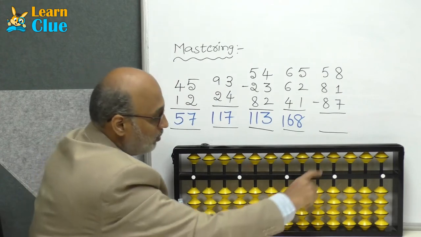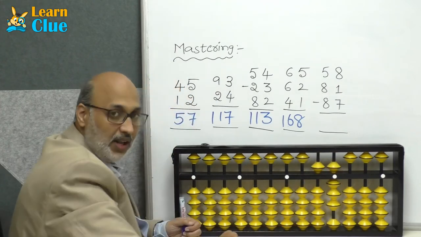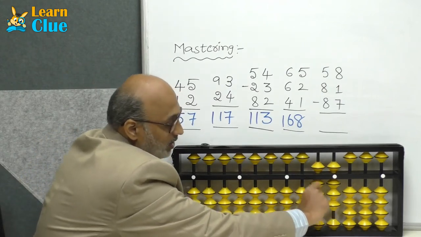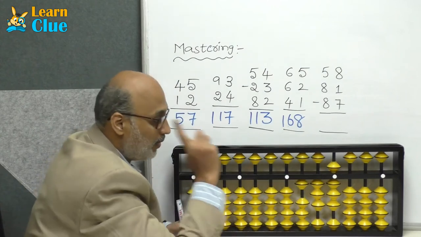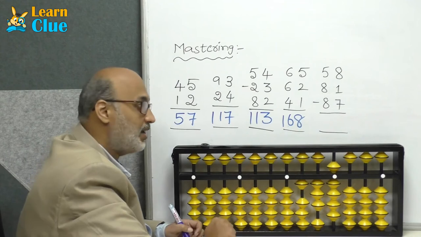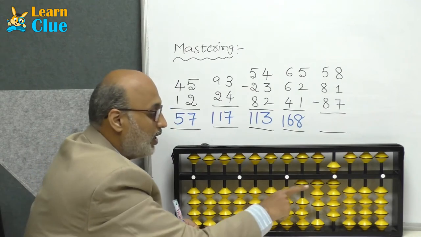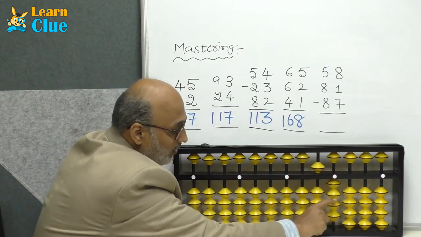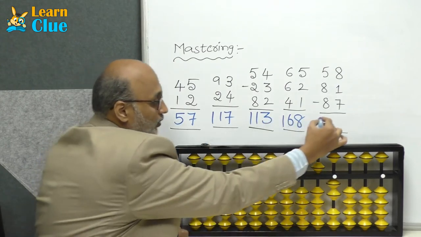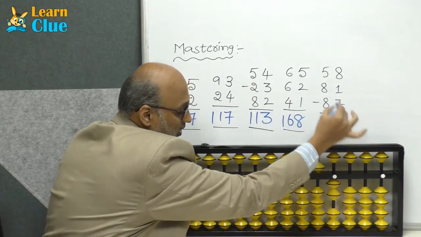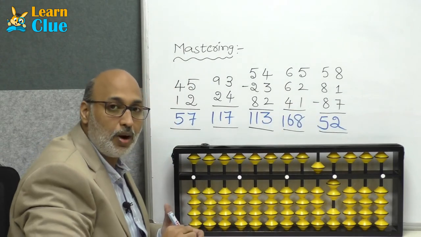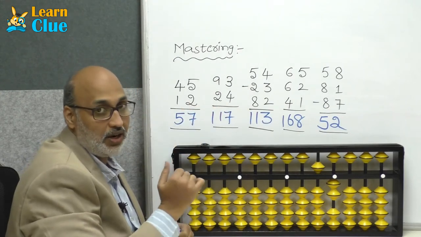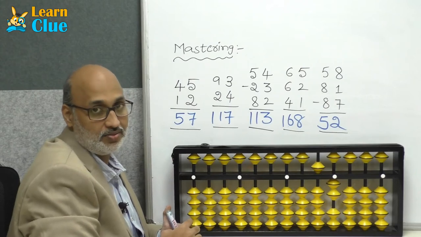let's see one more problem. 58 plus 81. Plus 81 is nothing but mixed technique. Plus 30 minus 50 plus 100 plus 1. Now they are asking minus 87. Minus 80 is nothing but minus 100 plus 50 minus 30 minus 7. So now the answer is 52. This is how we are supposed to apply all the techniques in tens place. Okay, understood? You have to practice well, then only you will get perfect in the subject. Let's do it.